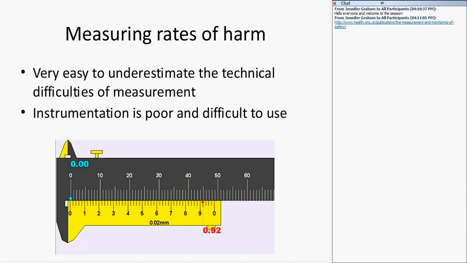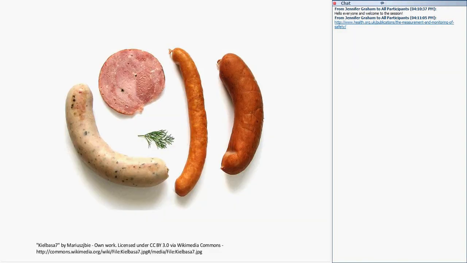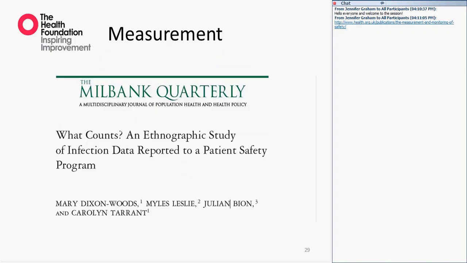A second problem linked to knowing whether your care is safe is that it's actually very difficult to measure rates of harm. It's very easy to underestimate the technical difficulties associated with measurement, and a lot of the instrumentation we have available for very common problems is actually quite poor and difficult to use. So anyone, for example, who set out to measure medication errors will tell you that that's extraordinarily difficult to measure, and measure reliably. We have tried to look at how the sausage gets made in terms of producing data on harm. We find that there are many, many complexities which often go unreported.